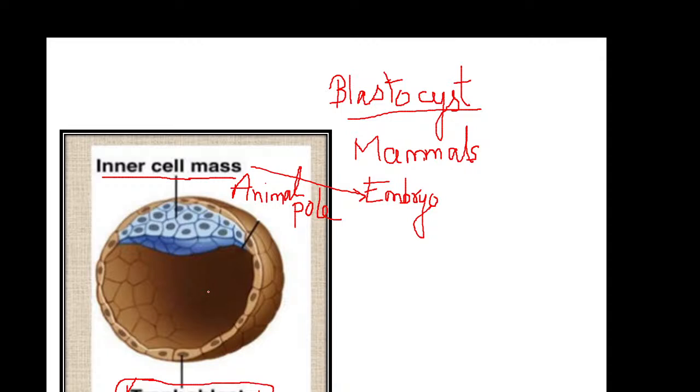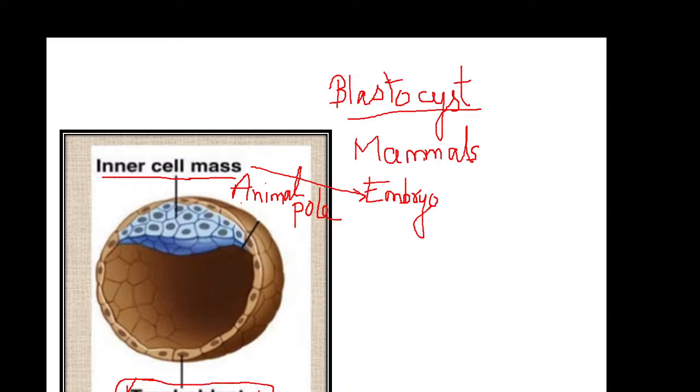There is a cavity inside. Here in this picture you can see there is a cavity inside which is surrounded by a single layer of cells, and the single layer of cells which surrounds the blastula is called trophoblast. At the animal pole there is a mass of cells, and that is called inner cell mass. The inner cell mass gets differentiated to form the embryo during development.